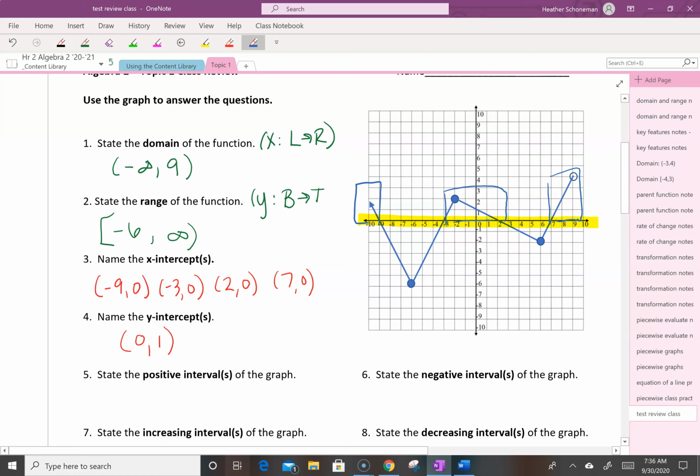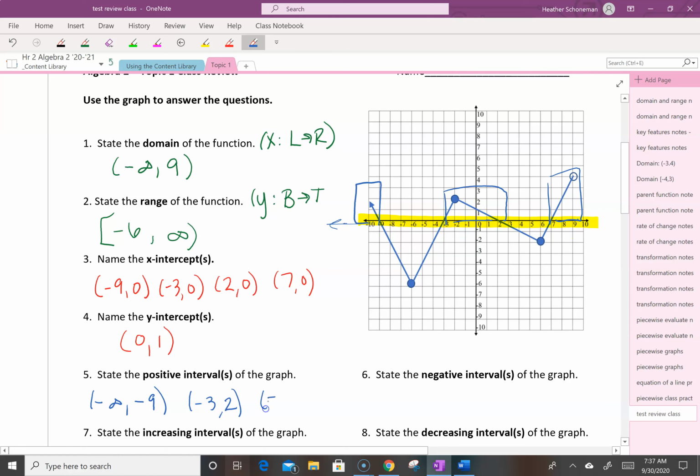Starting with the one on the left, even though the arrow is pointing up, the x values are going to the left, which is negative. So that first one starts at negative infinity and ends at -9. -9 has a parentheses because it's on the x-axis. It's neither above or below. The next interval starts at -3 and ends at 2. Those are both parentheses because those numbers are on the x-axis, neither above or below, neither positive or negative.